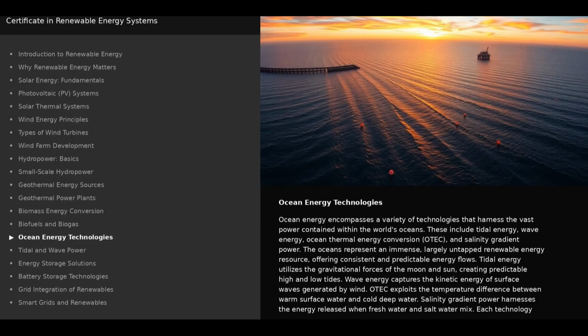Tidal energy utilizes the gravitational forces of the moon and sun, creating predictable high and low tides. Wave energy captures the kinetic energy of surface waves generated by wind. OTEC exploits the temperature difference between warm surface water and cold deep water. Salinity gradient power harnesses the energy released when fresh water and salt water mix. Each technology presents unique engineering challenges and opportunities for clean energy generation.